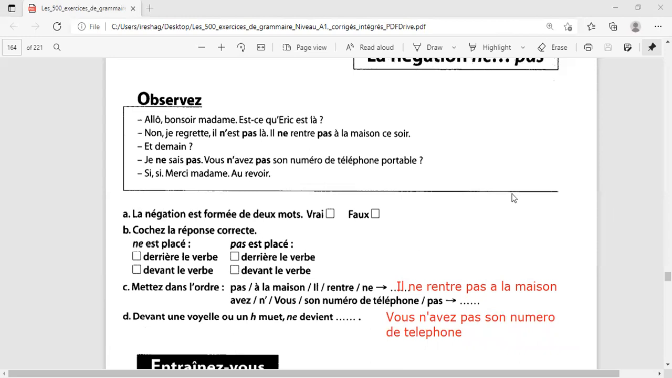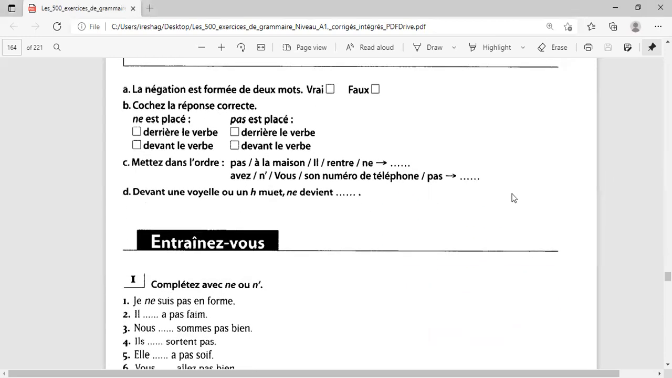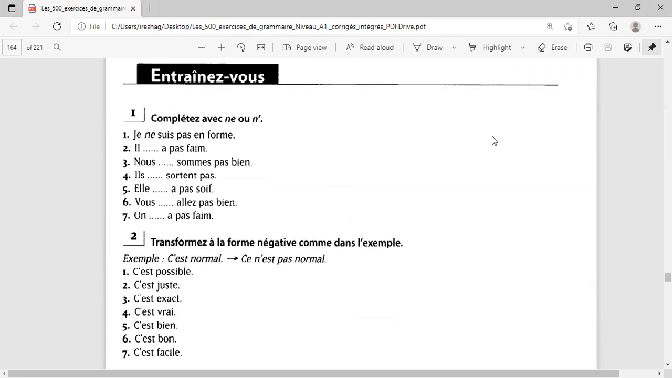Then you have question number D. In front of a vowel or a mute h, ne becomes what? What happens to ne? An apostrophe. Is that okay? Yes. Okay. Now we are going to question number 1.